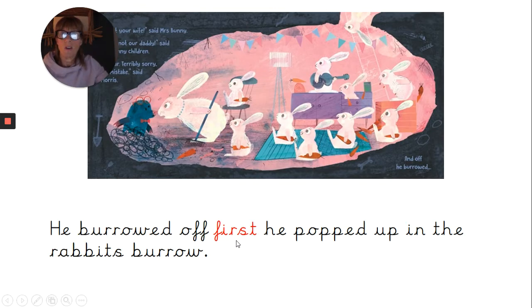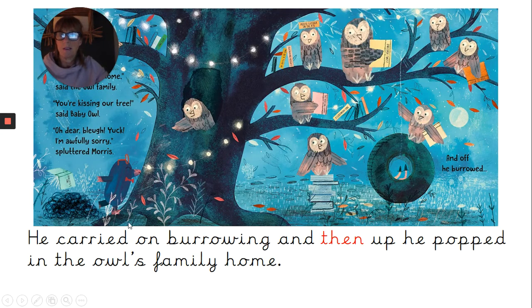He burrowed off. First, he popped up in the rabbit's burrow. So there's the clue in red. There's our time connective word. First, he popped up in the rabbit's burrow. He carried on burrowing, and then up he popped in the owl's family home. And there he is, banging against the tree. So we're connecting the second part of his visit with the word then. So first he went to the rabbit's burrow, then he popped up at the owl's house.